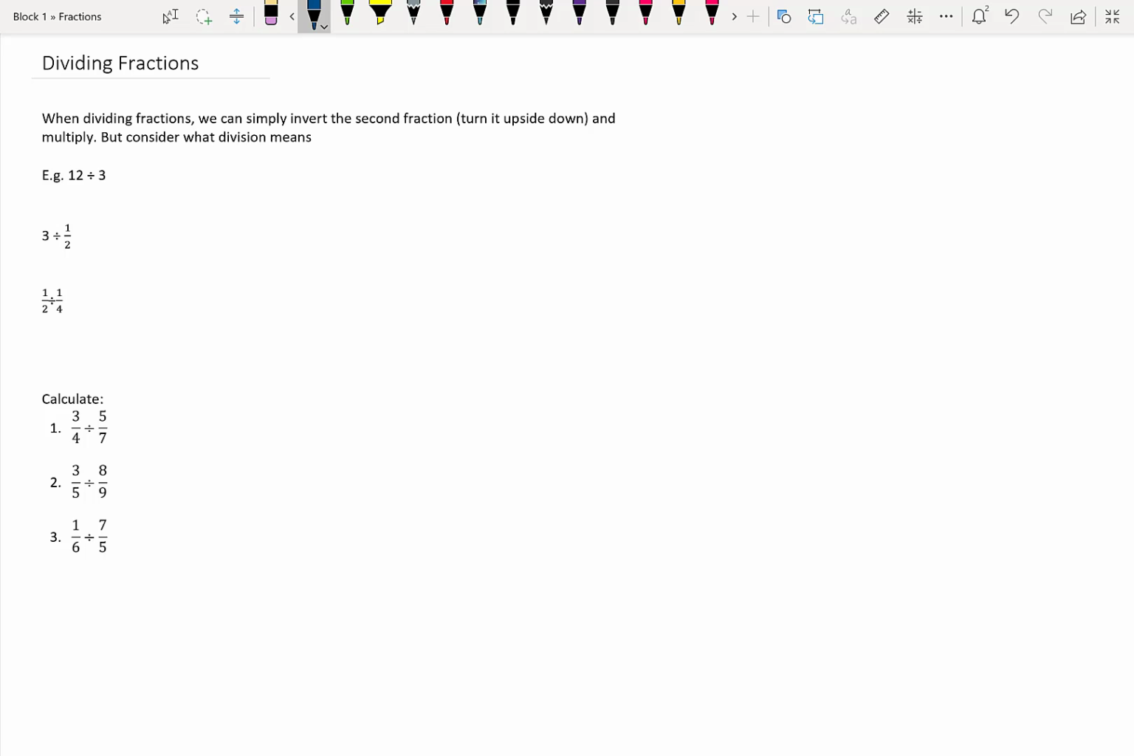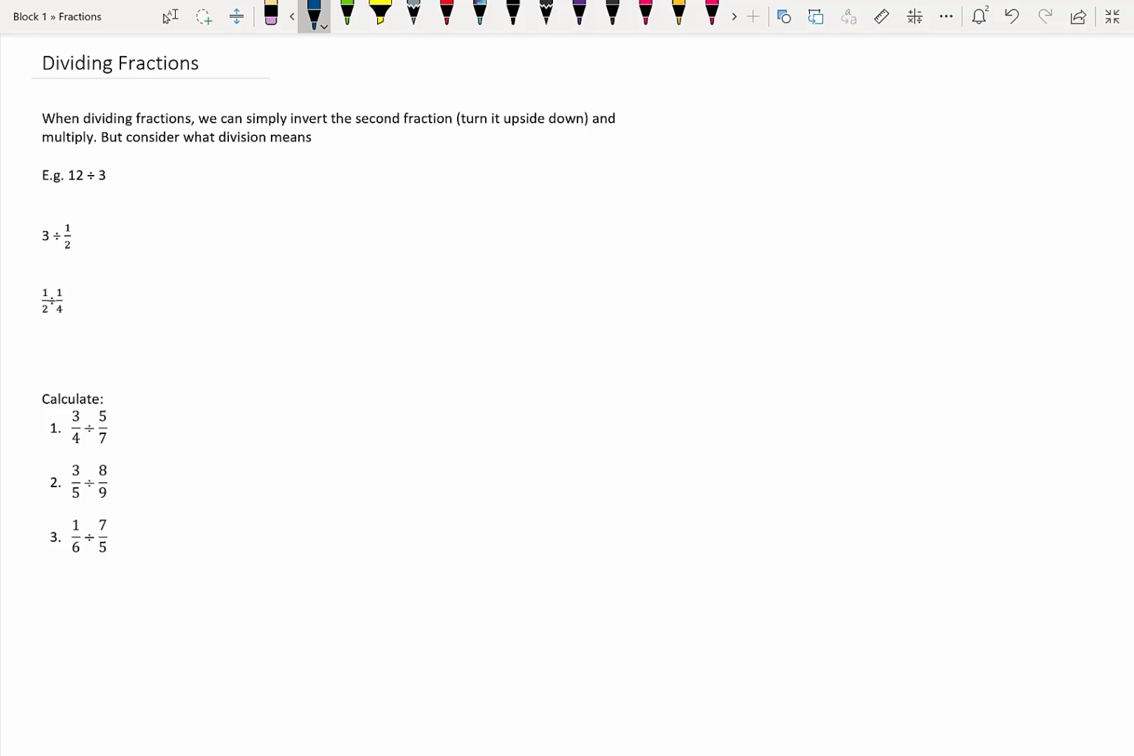Okay, so when we're dividing our fractions, there is a reasonably simple thing that we can do. We can take the second fraction, flip it upside down, invert it, and change it to become a multiply. Normally that's what we do. We just show you that's what to do, and I'll just let you get on with it.